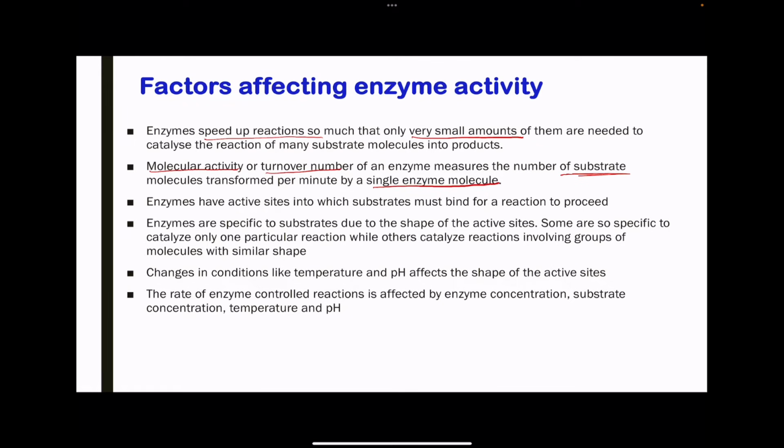We also need to know that enzymes have active sites, and these active sites are the ones onto which the substrate is going to bind, like I already showed you before, so that a reaction can take place. Some of these active sites are so specific that they catalyze only one particular reaction. So changes in conditions, like temperature and pH, can affect the shape of the active site, and when they do, it means the enzyme and the substrate can no longer be complementary, therefore an enzyme-substrate complex cannot be formed. For these enzyme-controlled reactions, factors like enzyme concentration, substrate concentration, temperature, and pH play a great role in the amount of substrate that can be converted into product, or in the rate of the enzyme-controlled reaction.